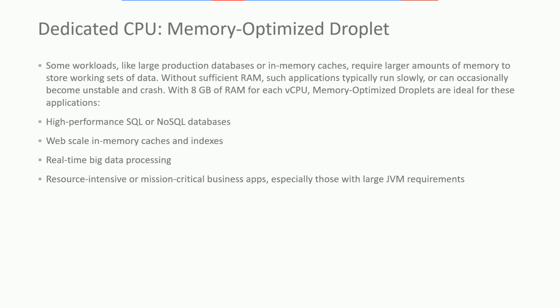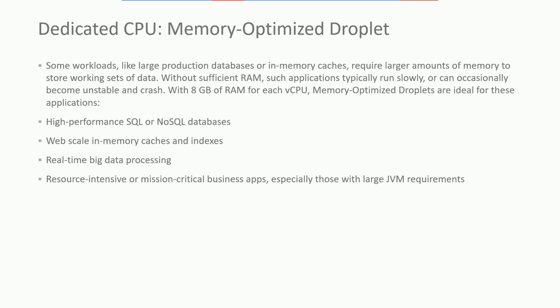As I said, this is for high performance SQL or NoSQL databases where you need a lot of cache data, so that every time a query happens, it does not go directly to the files or storage, but can be picked from cache, RabbitMQ kind of thing, web scale in-memory cache and indexes, and real-time big data processing. If you are doing real-time big data processing, you will have to go for a dedicated CPU memory optimized droplet.